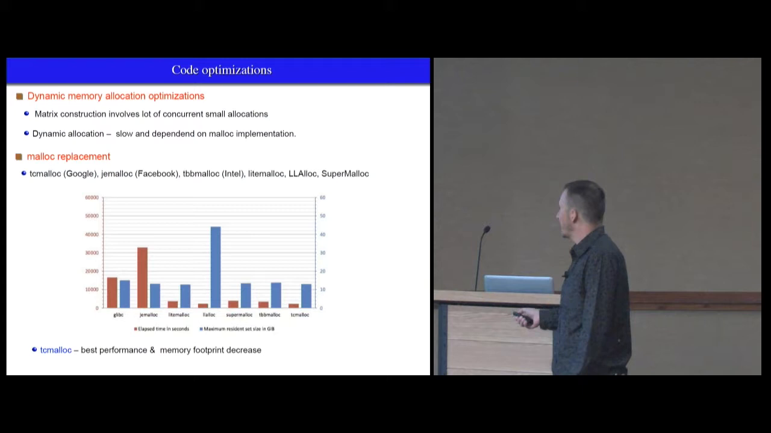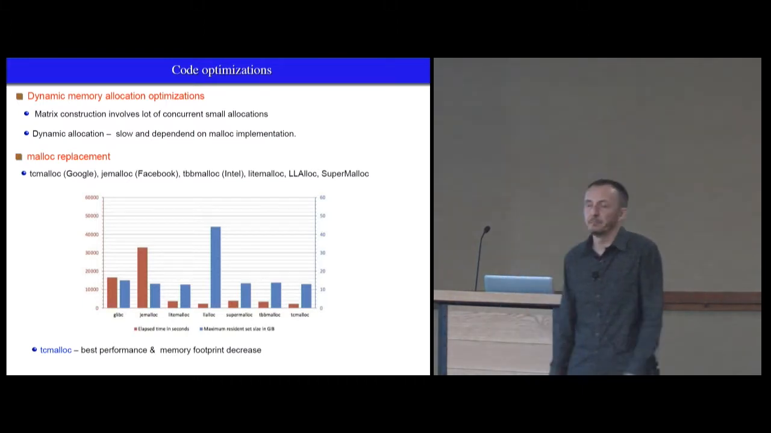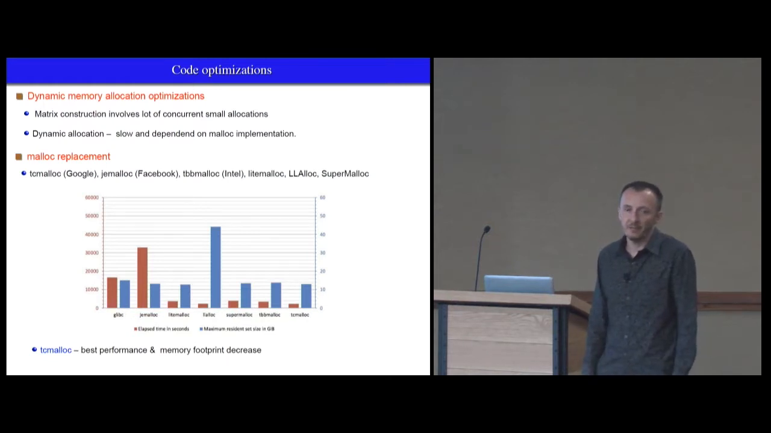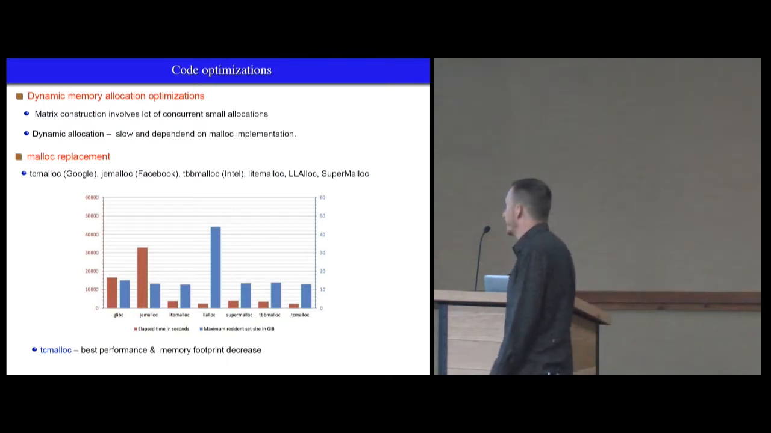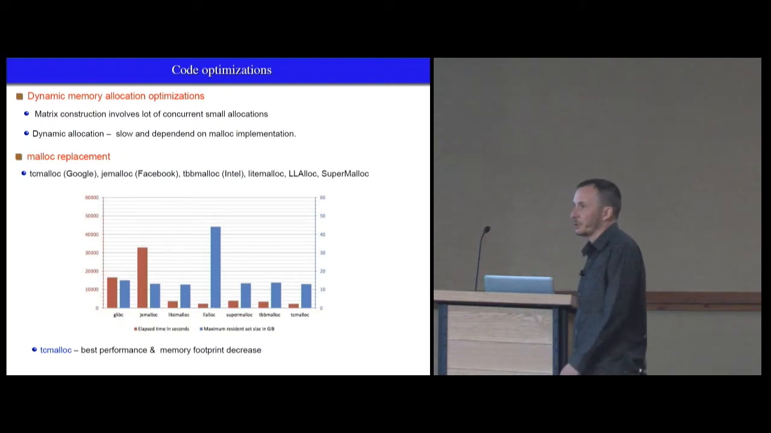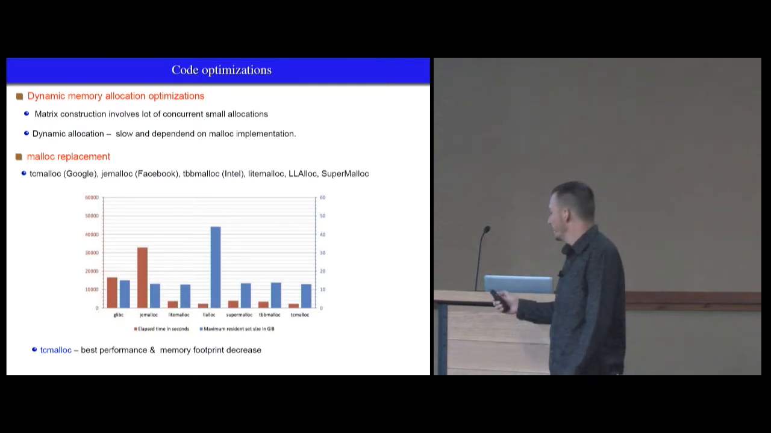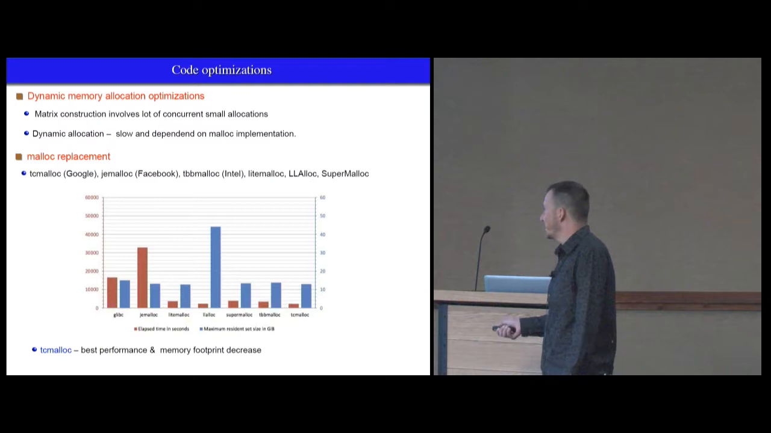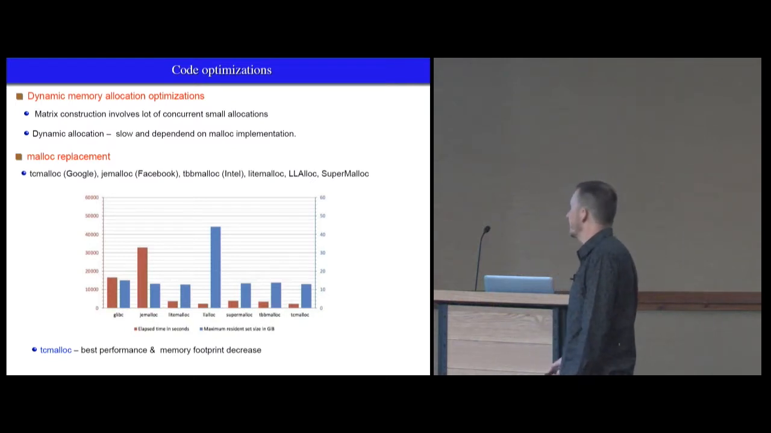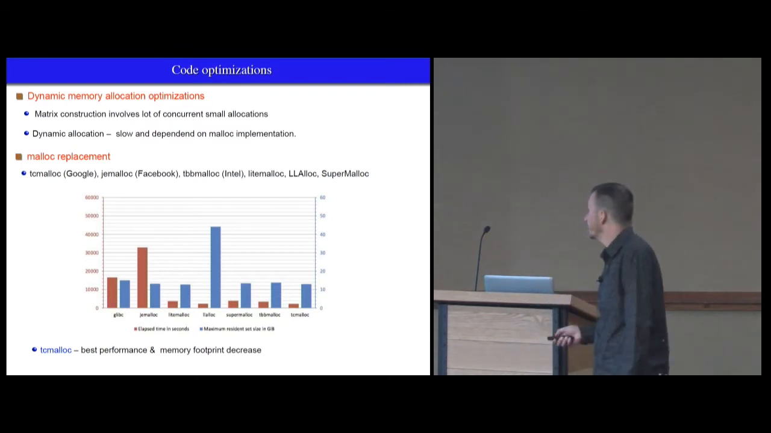The best performance comes from LL-alloc. That's the red color. That's the time. But unfortunately, it increases the memory footprint by several factors, and that's really not good for our application, which is memory hungry. And so it turns out the best performance and the best memory footprint decrease is given to us by tcmalloc. We were quite surprised to see that the Facebook jemalloc did quite poorly for our application.